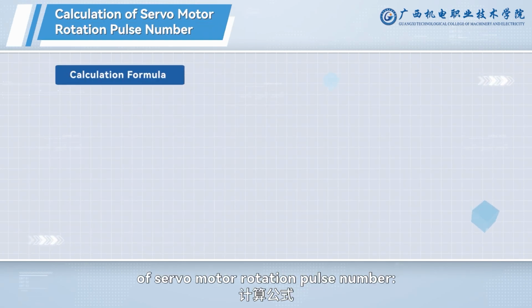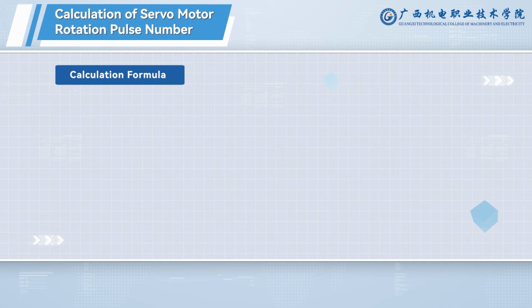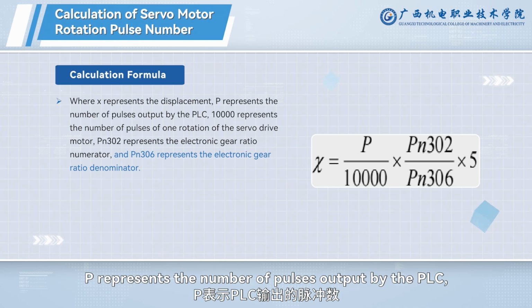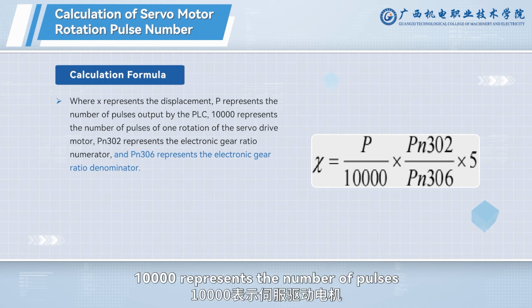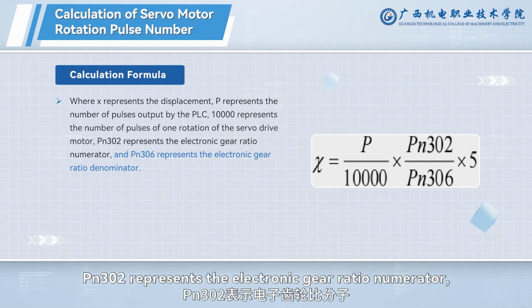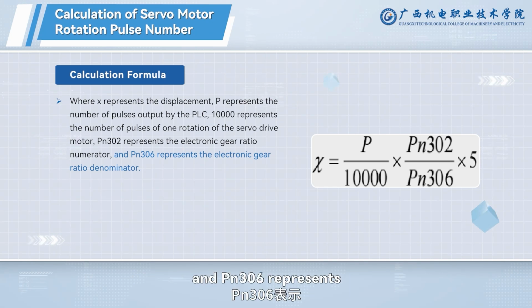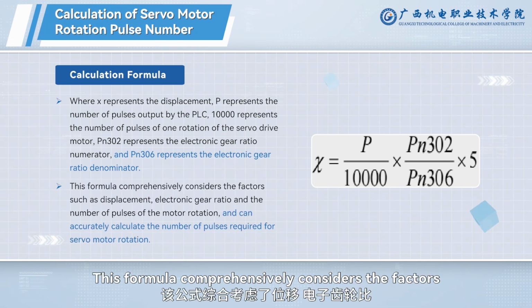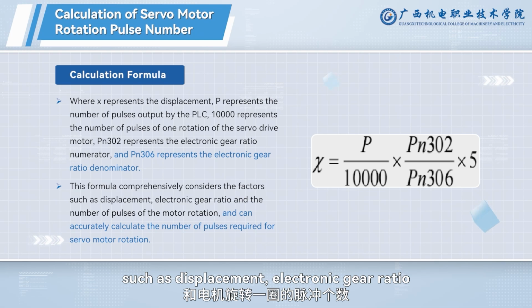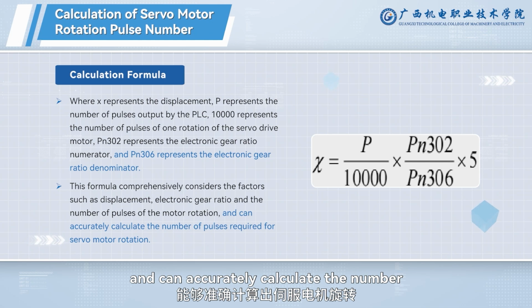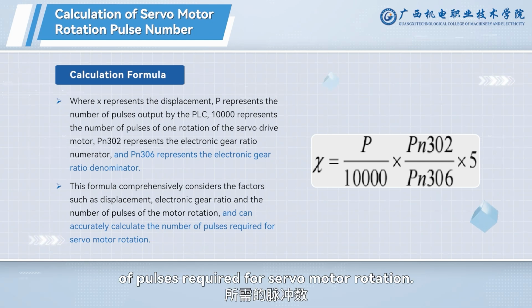Calculation formula of servo motor rotation pulse number, where X represents the displacement, P represents the number of pulses output by the PLC, and 10,000 represents the number of pulses of one rotation of the servo drive motor. PN302 represents the electronic gear ratio numerator, and PN306 represents the electronic gear ratio denominator. This formula comprehensively considers factors such as displacement, electronic gear ratio, and the number of pulses of the motor rotation, and can accurately calculate the number of pulses required for servo motor rotation.